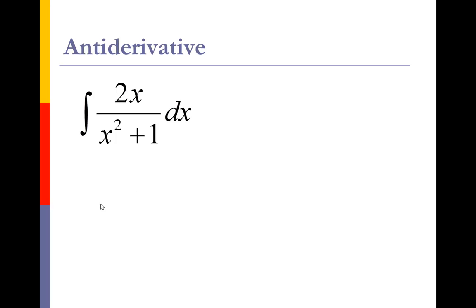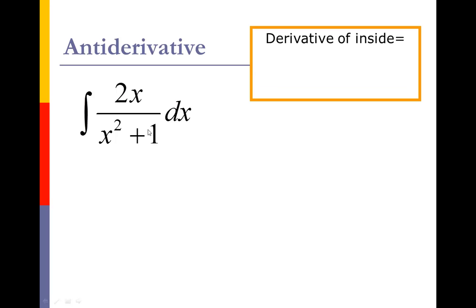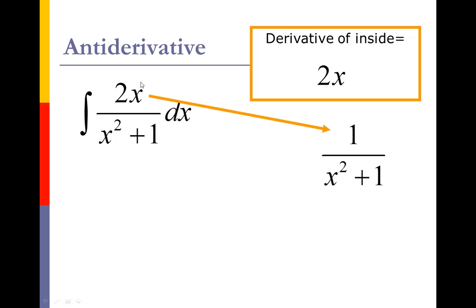I'm calling the inside piece the one that will be downstairs. Downstairs in the denominator is my inside piece, and so the derivative of that would be 2x. So the first step was to divide by the derivative of the inside, which is the 2x. When I divide that out, the 2x goes away. I got a 1. So now I'm looking at my main piece here, 1 over x squared plus 1.